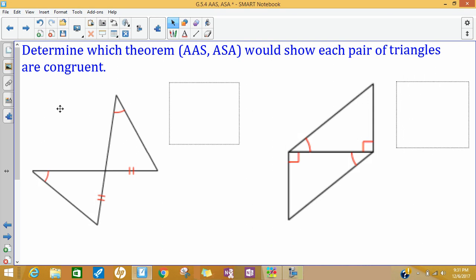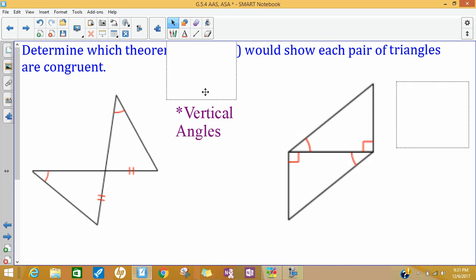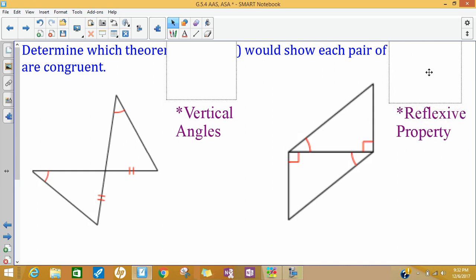So let's do a couple examples. We really want to be able to determine whether it's angle-angle-side or angle-side-angle. And so again, these things show up where we have vertical angles, or we have the reflexive property. It's going to show up all the time when we're talking about triangles. So right now I have one pair of angles congruent, and I have a pair of sides congruent. Those two sides.